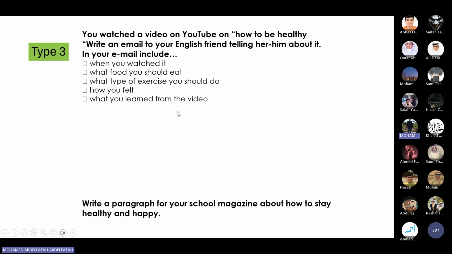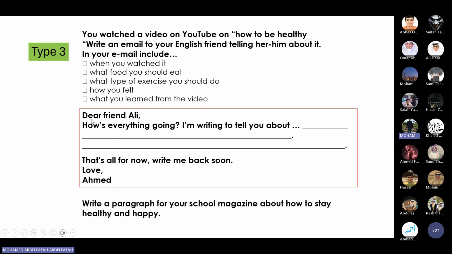To write an email, you start with an opening remark, the greeting and the opening remark or introduction. Write your topic and at the end write your conclusion or the closing remark. These are the parts of an email. The greeting, dear Ali or dear friend Ali. The opening remark or an introduction to your email. How is everything going? I am writing to tell you about your topic, about how to stay healthy, about my best relative, about a smoothie I liked, any topic, okay?